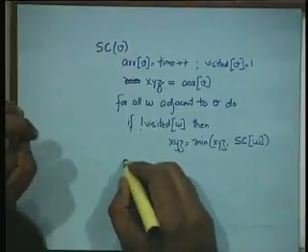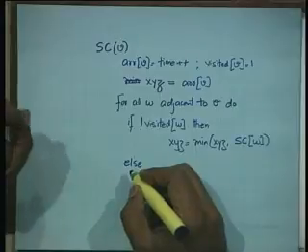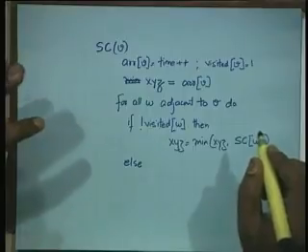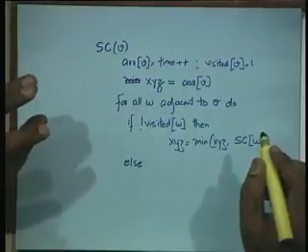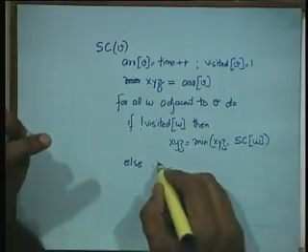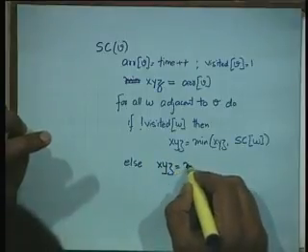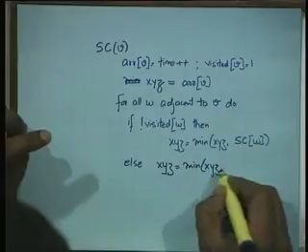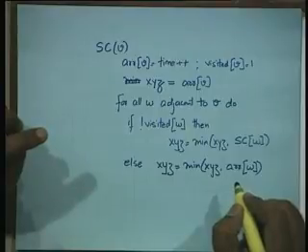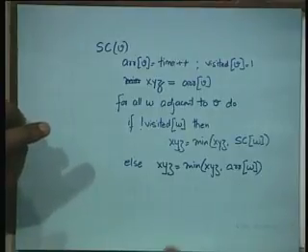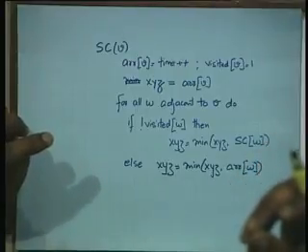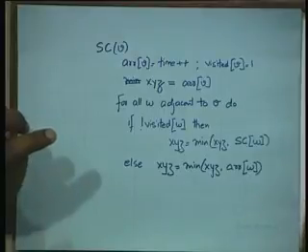Yes? Else, if visited W is true, if the vertex W is already visited, then that means that it's either a cross edge or a back edge starting from V. Else XYZ equals min of XYZ comma arrival of W. What are we doing here? We are looking at the cross edges and the back edges starting from the vertex V, and also including that into the min computation.